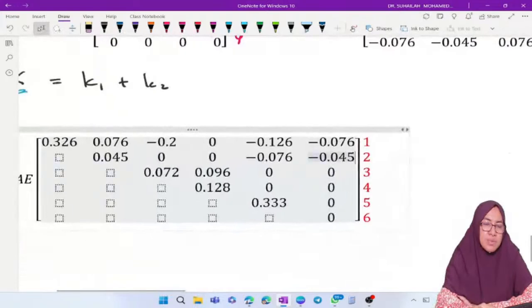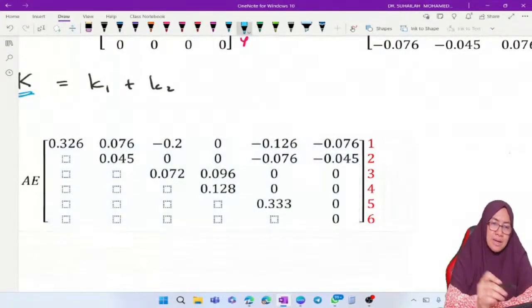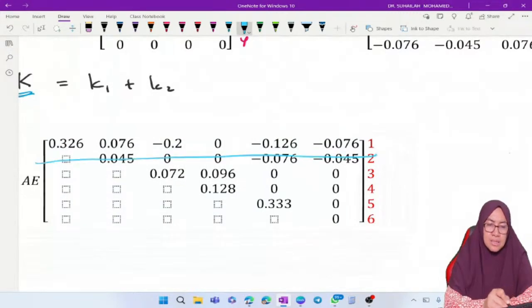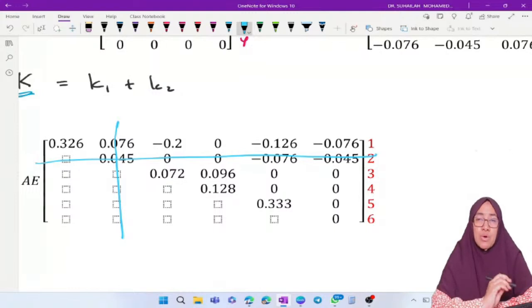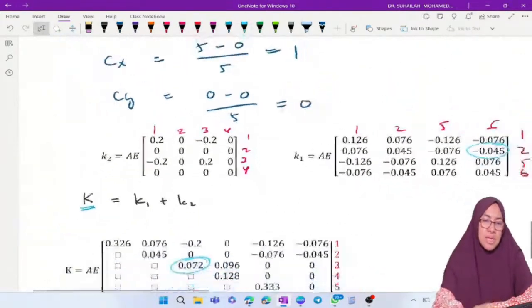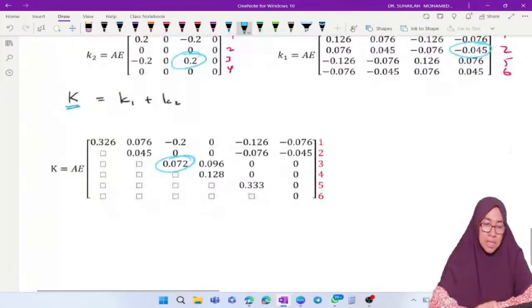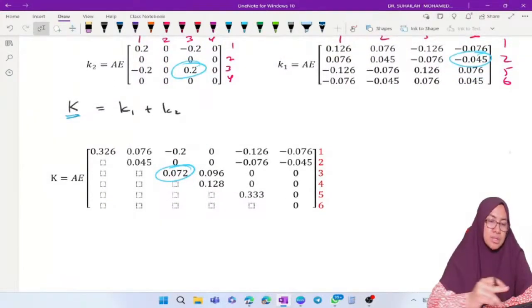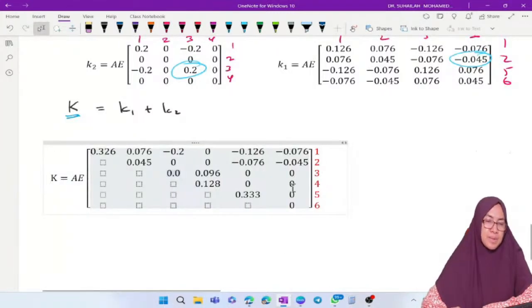Okay, negative 0.045. And again, this is equivalent to this, so we don't have to write in full. Next, move to the 3, 3 value. At 3, 3, we get 0.2 only. So this should be 0.2.